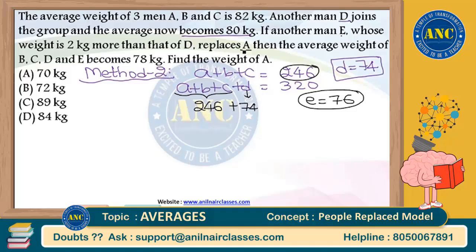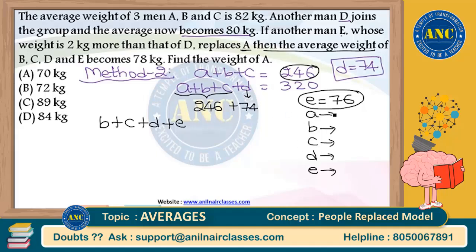Now he is replacing A, then the average weight of B, C, D, E becomes 78 kgs. Now there are 4 people, B plus C plus D plus E. The average of these 4 people should become 78. That means all the 4 people should become 78, right? That is the meaning. Now, this E is actually replacing this person called A. Now, A is how many kgs? That we don't know. That is what we are trying to find in this question.